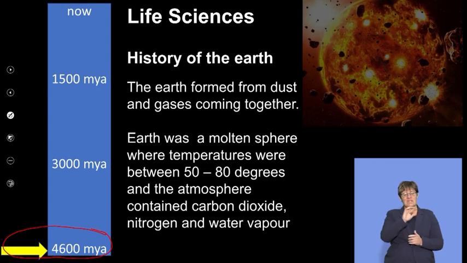4,600 million years ago, Earth was formed. It formed from dust and gases from the solar system. And if we look at the picture, not a very hospitable place to live. It was a molten sphere, hot temperatures. The atmosphere had carbon dioxide, methane, nitrogen, water vapor, no oxygen.